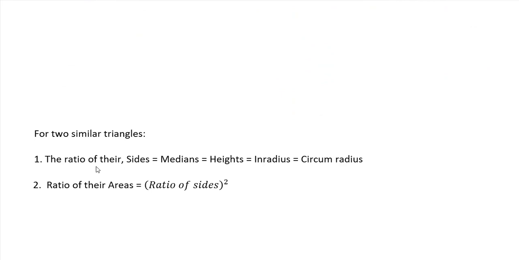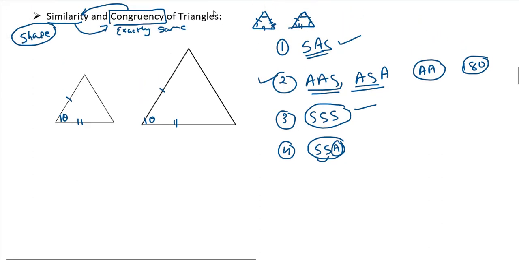For two similar triangles, the ratio of their proportional sides will be equal to the ratio of their medians, will be equal to the ratio of their heights, will be equal to the ratio of their inradius, will be equal to the ratio of their circumradius. Also, the ratio of their areas will be equal to the square of the ratio of their proportional sides. Now, what is a proportional side? Let us understand this.